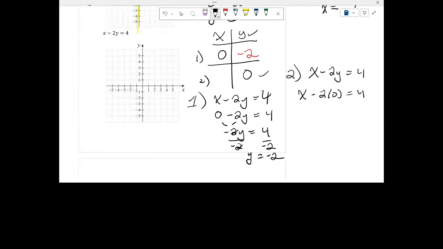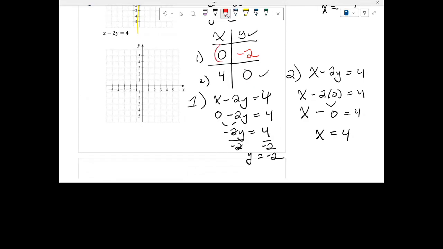Okay. Anybody know what's 2 times 0? Oh, it's still 0, right? Okay. And then x minus 0, y'all, is just an x. And check it out. We got x equals 4. So I'm going to put a 4, boom, right there. Okay. Y'all, I'm going to come back and we're going to do the same thing.